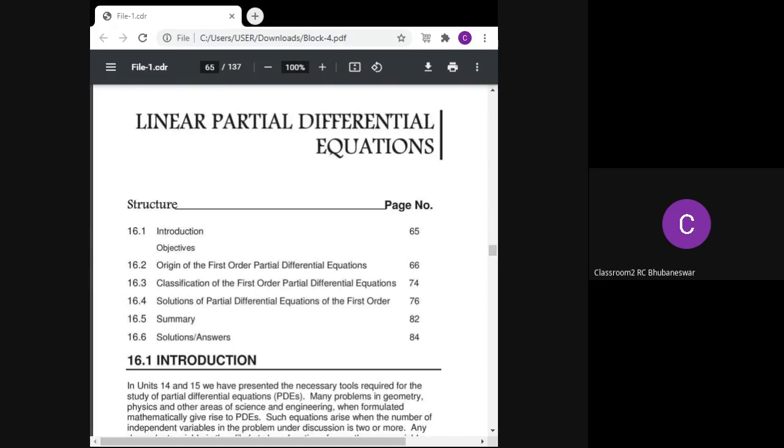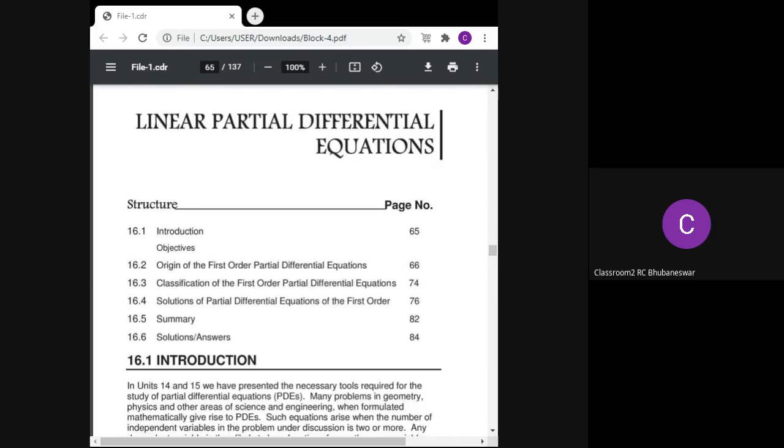So in this session, we are going to discuss the last two units of block 4, and these are unit 16 and unit 17. Unit 16 deals with the linear partial differential equations, and unit 17, the last one, deals with first order partial differential equations. So as you can see on the screen, in unit 16, we have to discuss all about the linear partial differential equation.